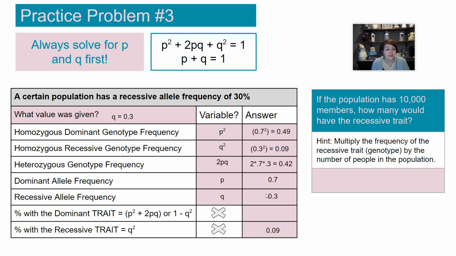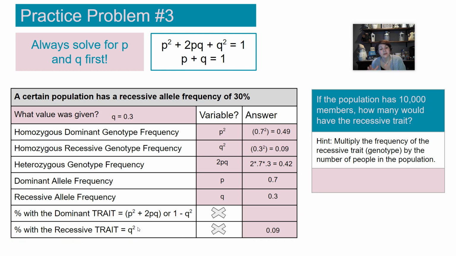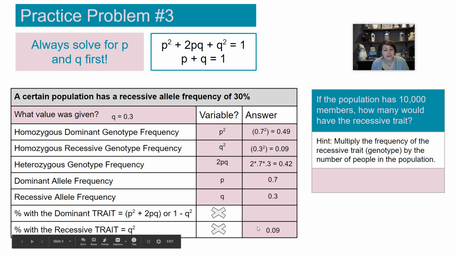All right, now that I have my basic variables, the last thing I need to do is figure out my recessive and dominant trait. Well, the recessive trait is always Q squared. The recessive trait has to have the recessive genotype, so it has to be Q squared. And so I can look at my Q squared value, which is 0.09.